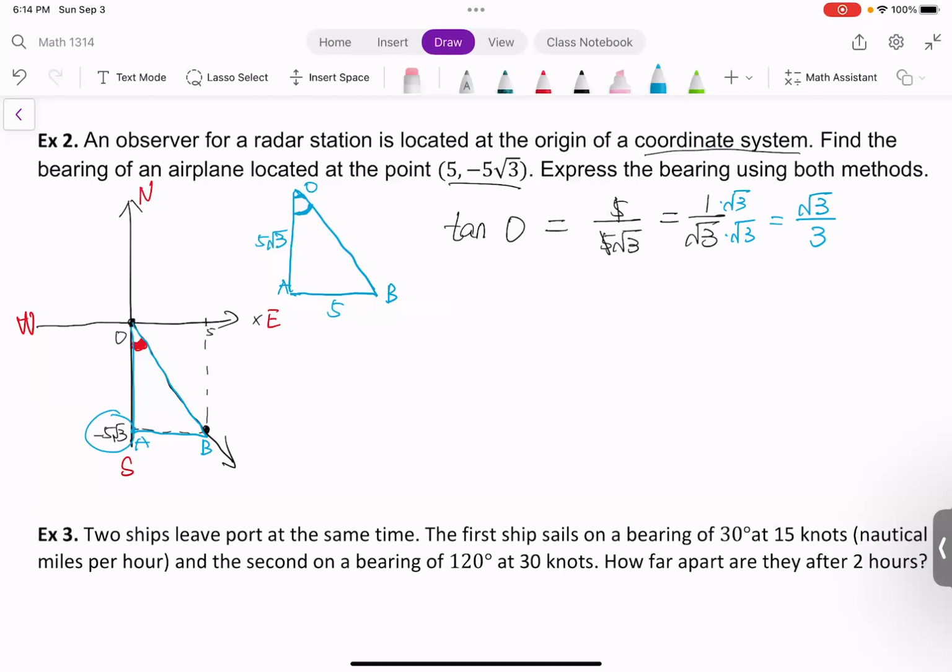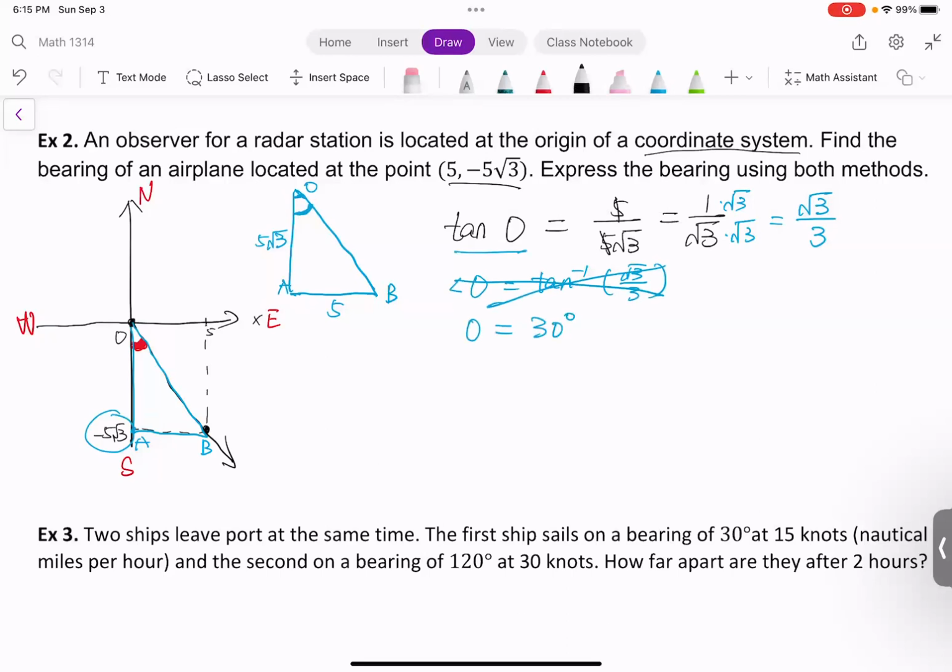This is a special angle. So tangent 30 degrees equals square root of 3 over 3. That means O equals 30 degrees. If you forgot this, you can use a calculator. You input that the angle O equals inverse tangent of square root of 3 over 3. But I suggest you memorize that: tangent 30 degrees equals square root of 3 over 3. So I found O equals 30 degrees.